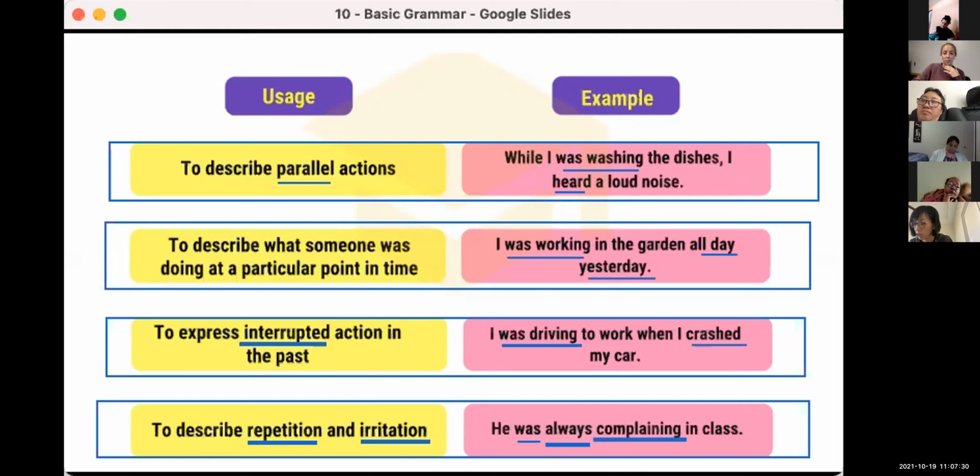So the simple answer to that question, when do we use the simple past tense, or when do we use the past progressive tense? If this is time and here is now, it's something that happens over a period of time in the past. It was a continuous action, but it is finished.